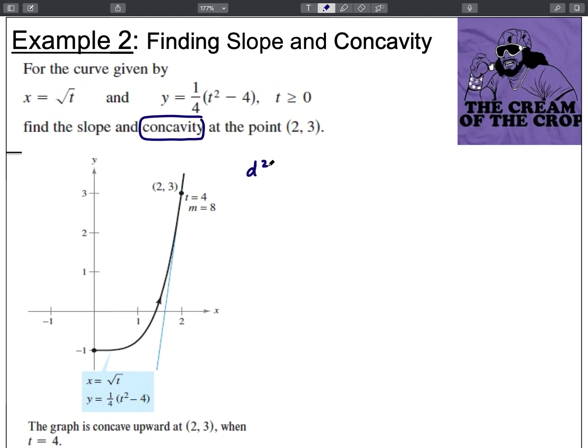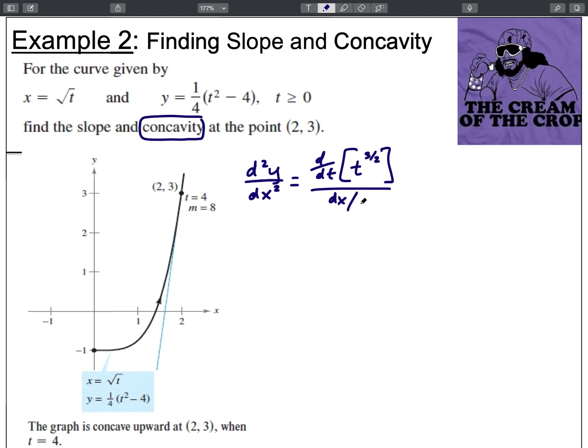So we'll use notation d squared y over dx squared, and then equals, what's the derivative of the original one that we came up with? So we can say, what about d/dt? And then we're trying to take the derivative of what we came up with a moment ago, which we said was t to the 3/2. And then we want to divide it by the original dx/dt.